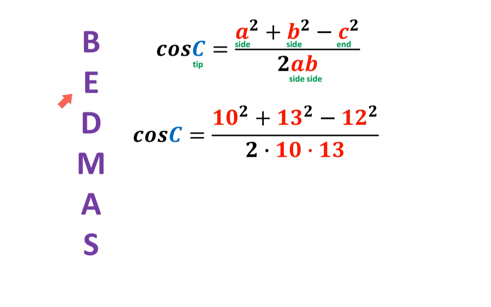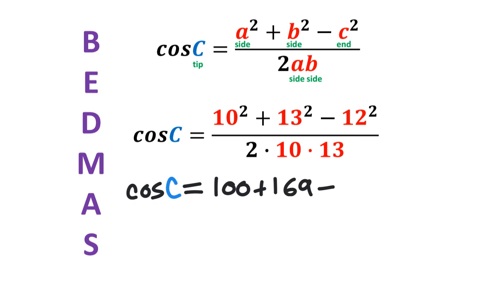Next, the letter E is exponents. We have an exponent here, here, and here. We're not doing anything with cos C, so let's just leave it exactly the same. 10 to the power of 2 is 10 times 10, which is 100. Next, 13 to the power of 2 is 13 times 13, which is 169. And next, 12 to the power of 2 is 12 times 12, which is 144. Everything on the bottom, we haven't touched it, so that's going to remain the same.